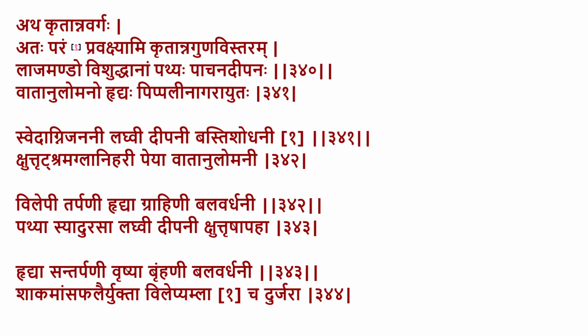Then Svedagni Janani Laghvi, Deepani Bastishodhani, Kshutatrut Klamaglani Hari, Peya Vatanulomani. Peya is the next level where the consistency would be slightly thicker than the manda. Manda is a very thin preparation, and this would produce Sweda and Agni Janani. It increases sweda and it's laghu. Deepani, Basti Shodhani, Kshutatrut Klamaglani Hari, it reduces the glani and produces comfort.